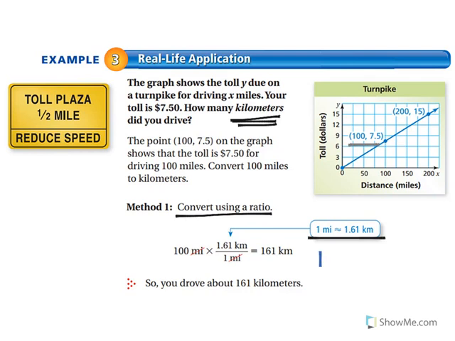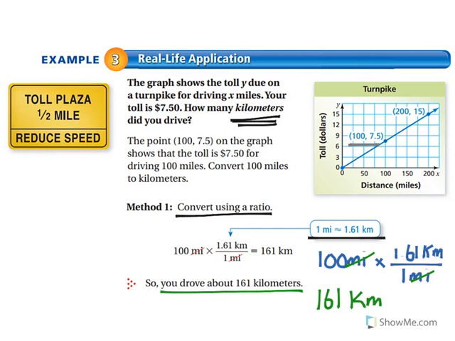We take our 100 miles and we're going to multiply it by the conversion of 1.61 kilometers over 1 mile. And the miles cancel out, and the 1 doesn't do anything. So 100 times 1.61 is 161 kilometers. So you drove about 161 kilometers. All right? Hopefully that made sense to you.